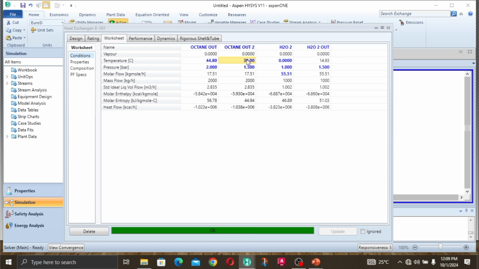Let's say it drops to 20 Celsius instead, and we have a temperature cross. So let's say it's 25 Celsius. We do not have a temperature crossing. Let's say it's 22 Celsius. We have a temperature cross, but ASPEN HYSYS is not able to trace it. So let's say it's 23. We do not have a temperature cross. That's perfect.